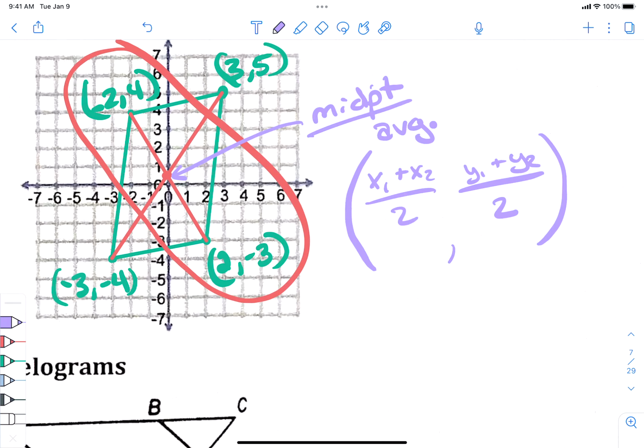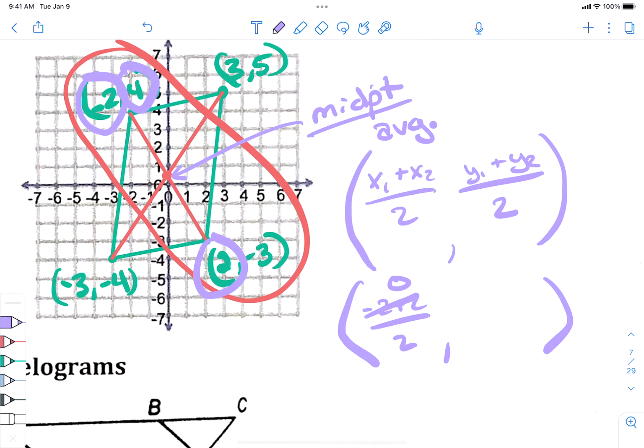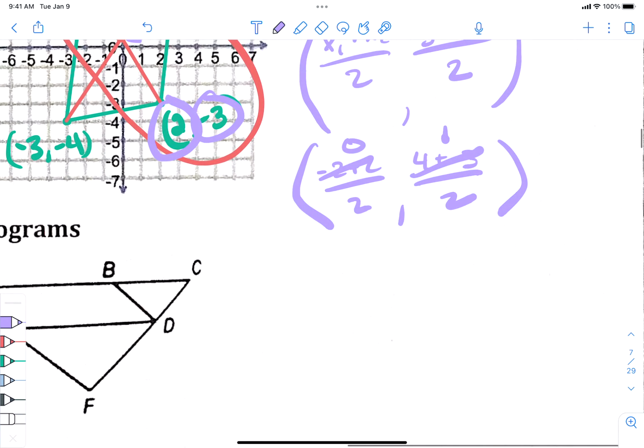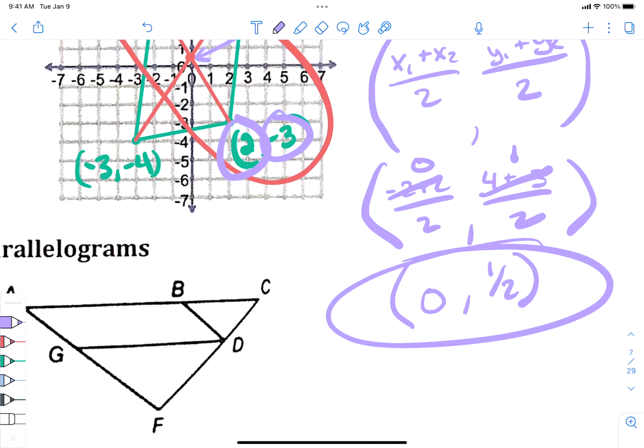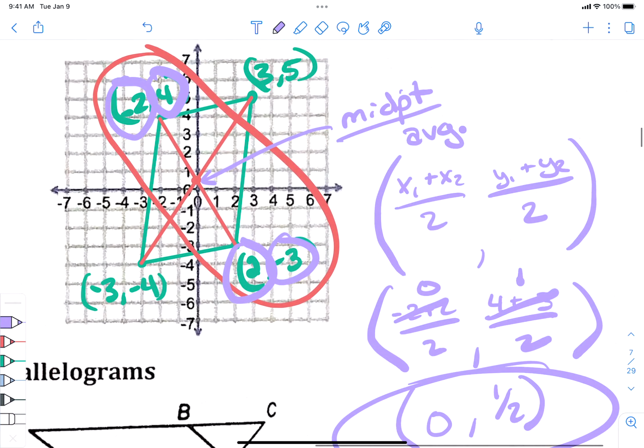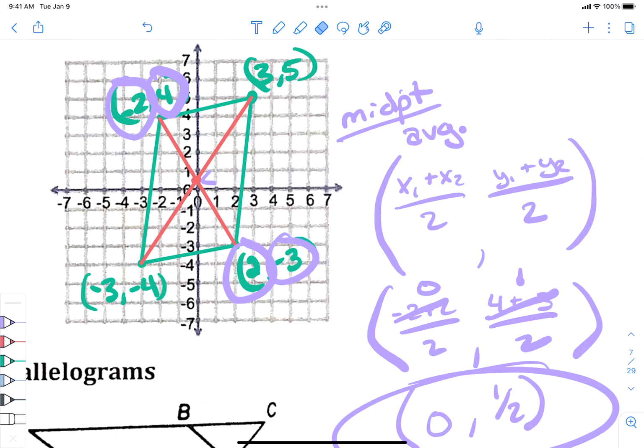Adding the x's together, we have an x here that's -2, and we have an x here that's +2. So -2 plus 2 divided by 2. -2 plus 2 is 0, divided by 2, so that's 0. And then the y's would be 4 plus -3, divided by 2. What's 4 plus -3? 1. Okay? 0 divided by 2 is 0. 1 divided by 2 is just 1/2. So we have found the midpoint, and it is at 0, 1/2. Yeah, you were right. You're just so good.